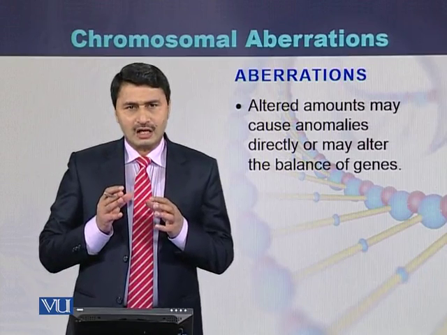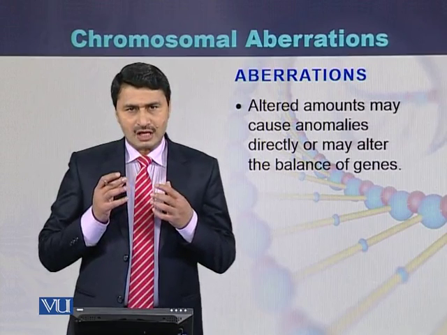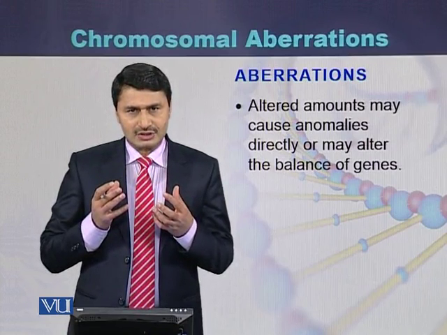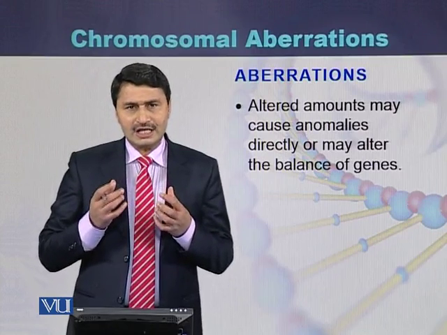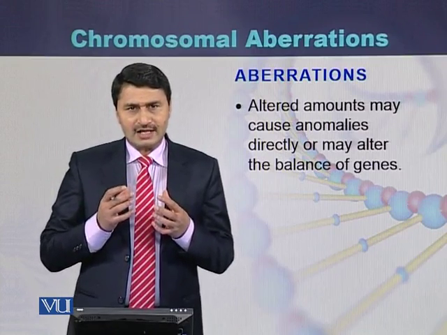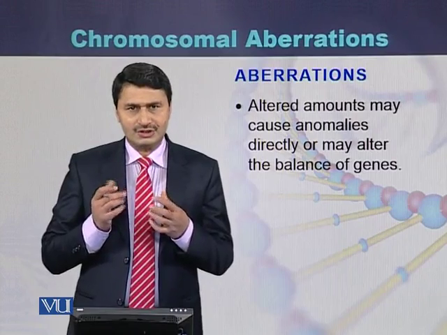Chromosomal aberration also affects the individual because there are abnormalities in the structure of the chromosome, directly or indirectly. Directly it affects the individual, or indirectly it affects the individual due to a lesser number of genes.